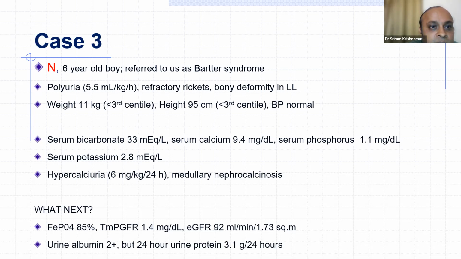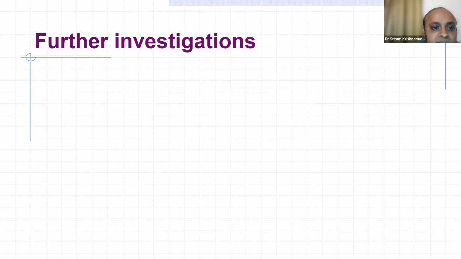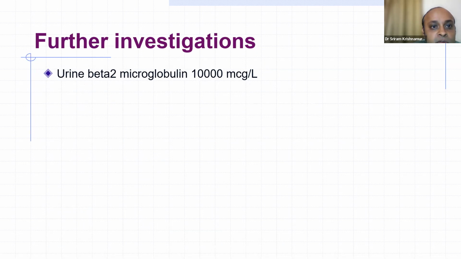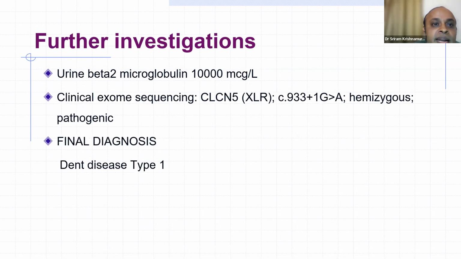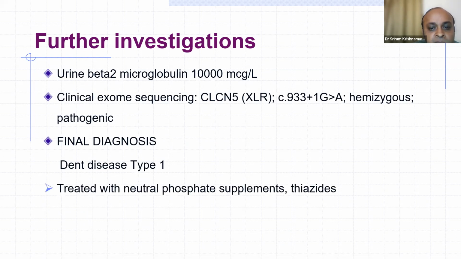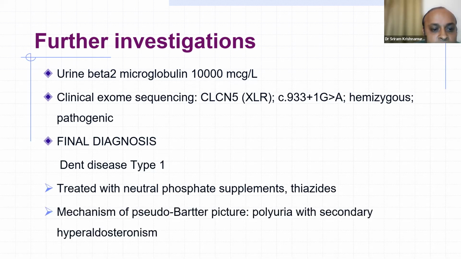So what does this suggest? This is not Bartter. This child had a nephrotic range proteinuria, and albuminuria is not correlating by dipstick with this, suggesting excretion of some other proteins. So we thought of Dent disease type 1, and a urine beta-2 microglobulin was found to be extremely high. Then a clinical exome sequencing was done, which actually showed Dent disease type 1. It was a hemizygous X-linked recessive pathogenic mutation in the CLCN5 channel. He was ultimately treated with neutral phosphate supplements and thiazides for the hypercalciuria.